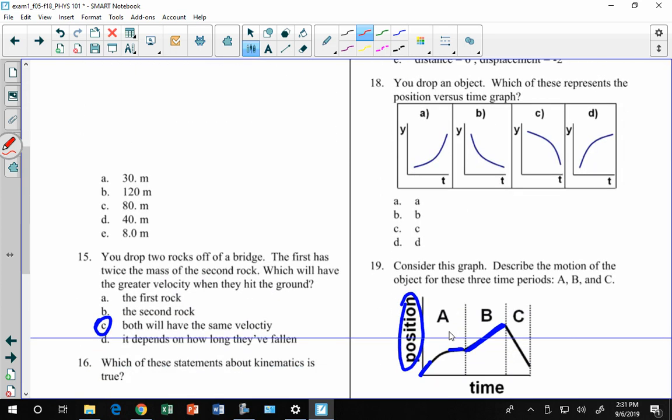Number 18, you drop an object. Which of these represents the position versus time? First of all, if I drop an object, does it have positive or negative velocity? Negative is going down, so I can get rid of the positive ones. A is positive. Which else? D is positive. Is C. The answer is C. It starts out slow and it speeds up.